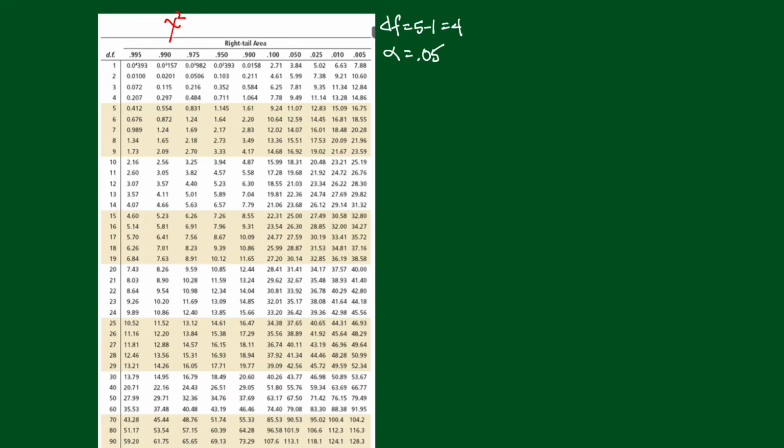I'll draw a picture of it here. Here's the chi-square curve, and the area that they're giving us here is in the right tail. So this is going to be our alpha. And an important note here, since we're squaring everything, this is 0. Chi-square is always a right tail test. We don't do a two-tail test or a left-tail test. Always a right-tail test.